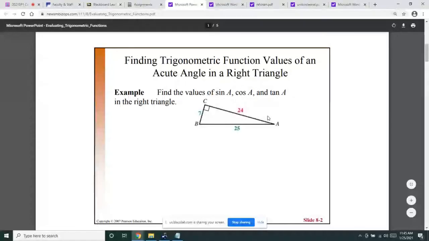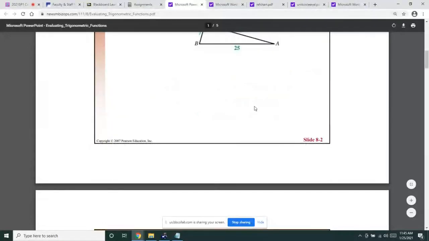Okay, I'm going to go back to the notes. Okay, right here. All right, so we found the 6 trig functions for this triangle.